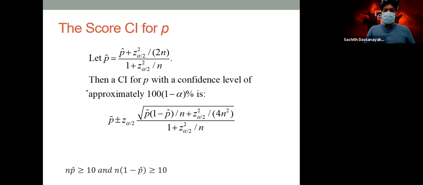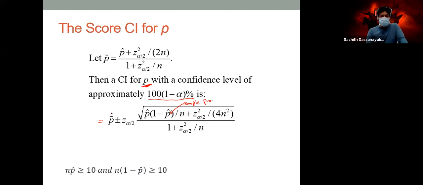Start from here. If we need to find the confidence interval for p, with confidence level 100(1 minus alpha) percent, any confidence interval, I mean the general confidence interval, we can find using this equation. What is p hat? It is the sample proportion. This is the sample proportion, p hat.